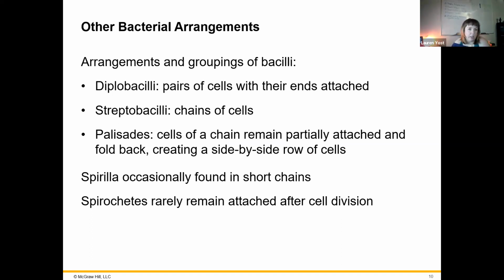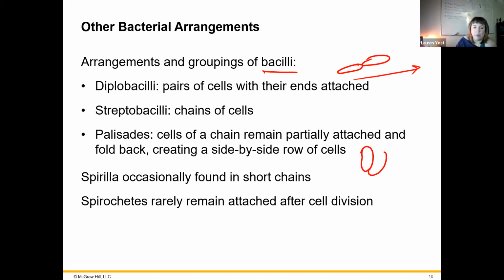The other bacterial arrangements, maybe we're going to talk about the arrangements of the bacilli, which are our rods. They can be diplobacilli that are pairs with their ends attached, like so. They can be streptobacilli, so there should be chains just like that. So that would just be continuing on. Then we have palisades, where the cells of a chain remain partially attached and fold back, creating side-by-side rows of cells. So these guys, the diplo, those guys that I had just drawn up at the top, could potentially still be attached at a certain part of it.